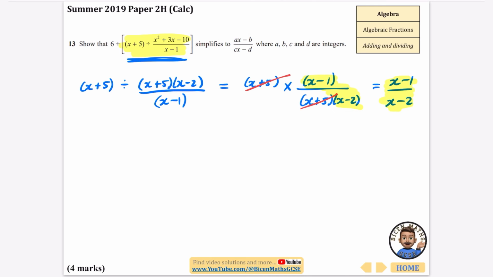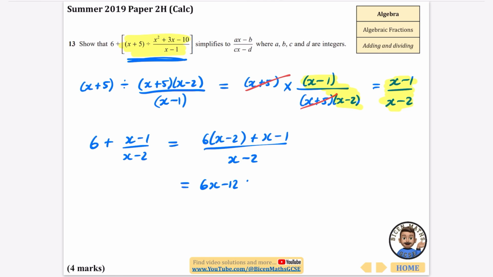So all we need to do now is 6 plus x minus 1 over x minus 2. Now the common denominator that we're going to go for is just going to be an x minus 2. So the 6 needs to be multiplied by an x minus 2. The x minus 1 doesn't need to be multiplied by anything because it's already got the common denominator of x minus 2. So expanding the brackets, we get 6x minus 12 plus x minus 1 all over x minus 2. That gives us 7x minus 13 over x minus 2.